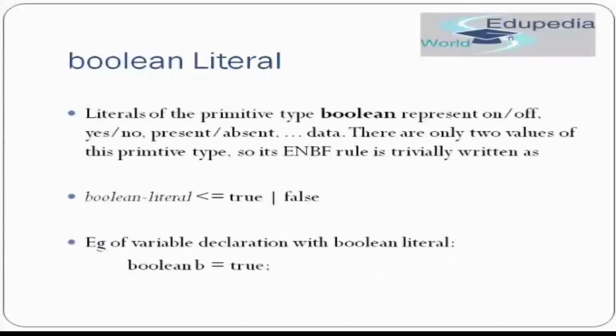Now coming to the Boolean literal. A literal of primitive type boolean represents on or off, yes or no, present or absent, or simply true or false. There are only two values of this primitive type, true and false, according to the EBNF rule. An example of a variable declaration with a boolean literal is boolean b = true, where boolean is a data type, b is a variable name, = is an assignment operator, and true is a literal that is assigned as a value to b.